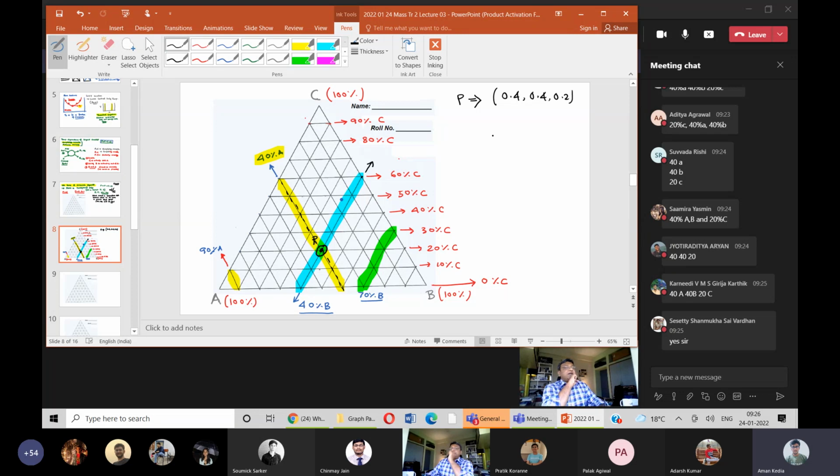Can the class locate the point which is 70 or 60% A, 30% B, and 10% C? Or let me change the question. So you can all try to mark it on your graph paper. It's not a big deal. But let me ask something. So I have this point. Okay, not this point. I have this point. What is its composition?